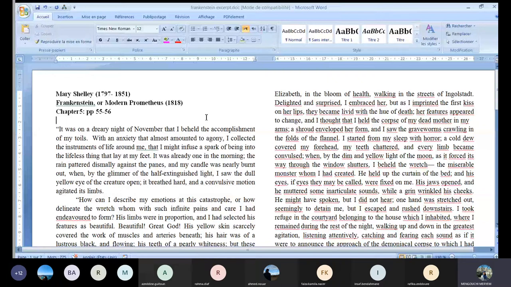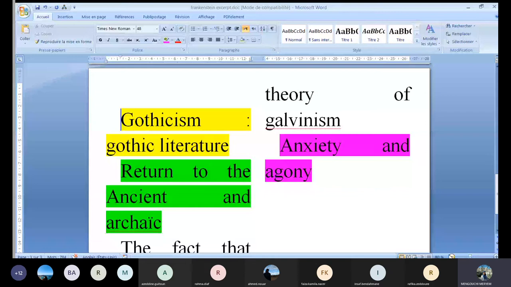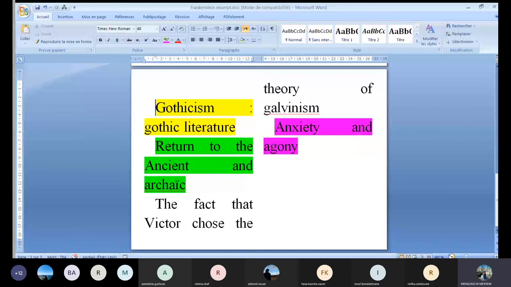For example, the fact that Victor chose the theory of Galvanism. All right? Now, Galvanism was considered an obsolete theory. It was considered a very ancient theory, and he was told by all his teachers that Galvanism was obsolete, that the books he was reading were obsolete and had been proven wrong because they were very ancient, very old. Yet he believed in them and followed these theories even though his teachers warned him against them. Okay, and this is why the scientific mistake happened. All right, so as a consequence, because he followed a very ancient theory, he ended up giving life to a monster instead of a normal human being.